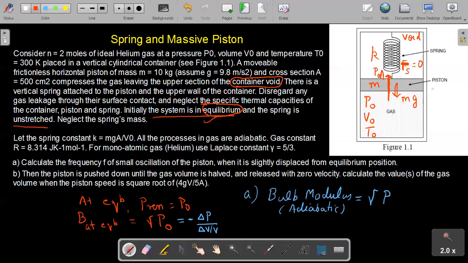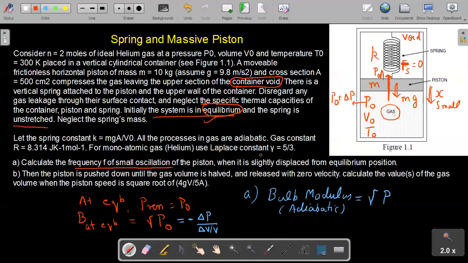If this piston is displaced downward by a very small distance x, the gas will be compressed, and this compression will change the pressure from P naught to a new value P naught plus delta P. But if this x is very small, as given in this question, we have to find out the frequency of small oscillations.